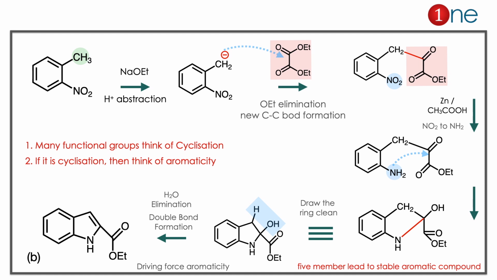Here you have to learn two important things. Whenever you have many functional groups, you have to think of cyclization. Here you have carbonyl, ester, nitro and carbanion, so definitely you have ring formation. The second thing is you have to think of aromaticity if there is a ring formation. This is the basic driving factor for any big molecules.